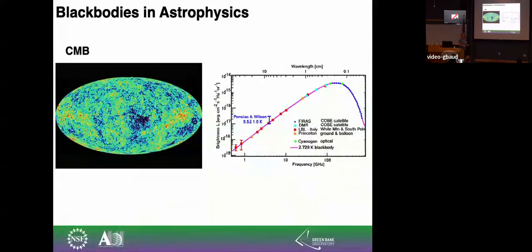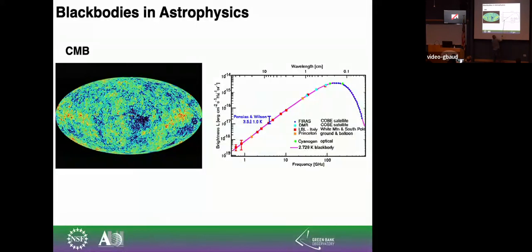We were just talking about the CMB. The CMB is a pretty good black body. Here we go, Penzias and Wilson. What frequency was this at? It was about 3.5 gigahertz, in relation to the last talk. And you can see these measurements fit the black body very well.